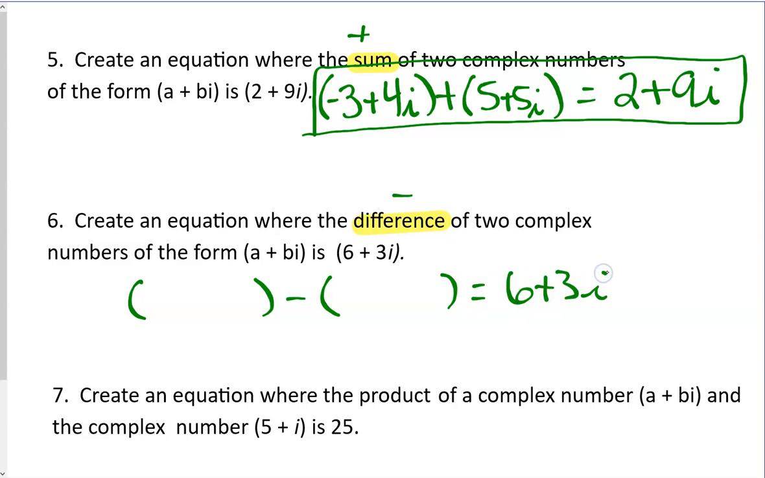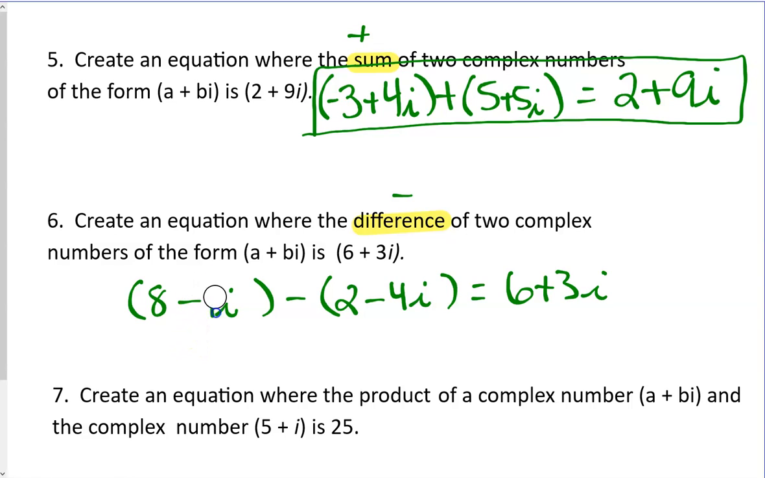All right, so just like last time, think of 2 real numbers that you can subtract to give you the number 6. Like, let's say, how about 8 minus 2? That gives me 6, right? And then 2 other numbers that you can subtract to give you 3i. I'm going to get fancy. How about negative 7i minus negative 4i? Because if you subtract the negative, you actually add. Oh, that's not going to work, is it? Because I need it to be positive 3.